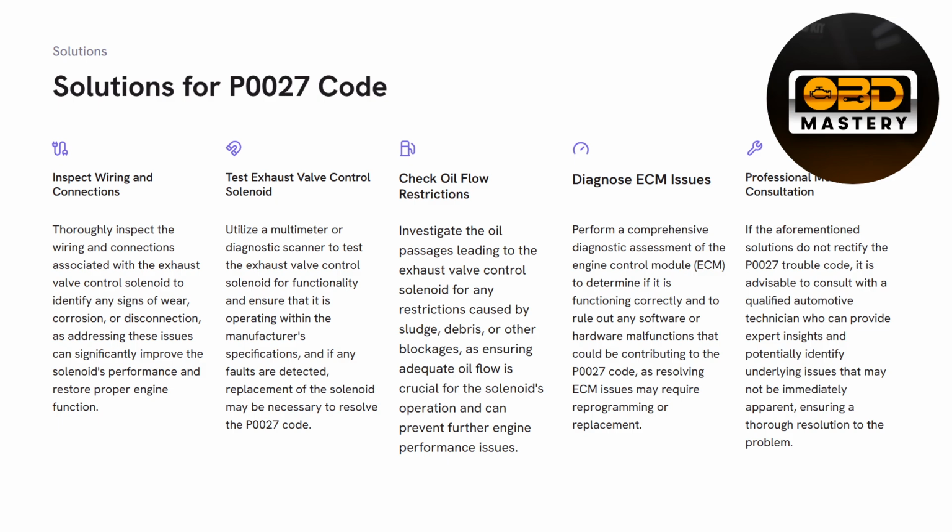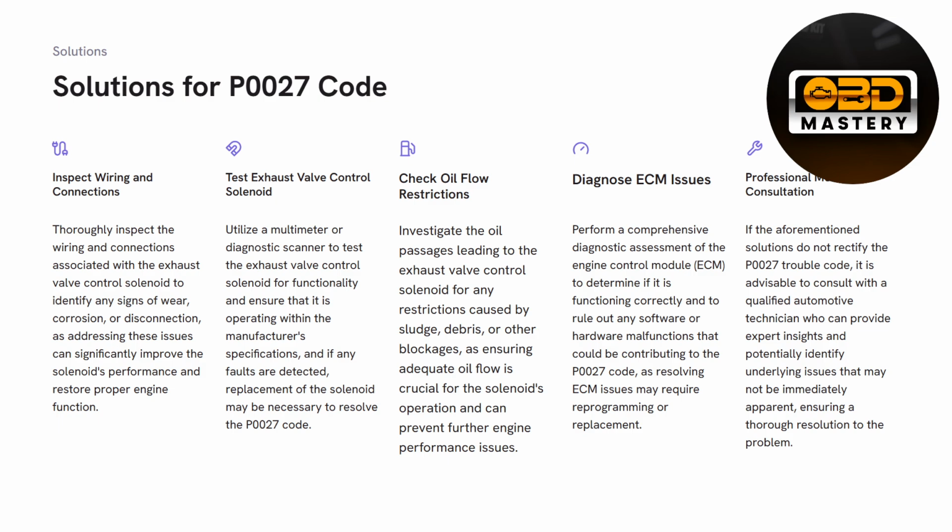Now, the solution for the P0027 code starts with inspecting the wiring and connections. You could also test the exhaust valve control solenoid. Utilize a multimeter or diagnostic scanner to test the exhaust valve control solenoid for functionality. Ensure that it is operating within the manufacturer's specification. Check oil flow restrictions. Investigate the oil passages leading to the exhaust valve control solenoid for any restrictions caused by sludge, debris, or blockages, as ensuring adequate oil flow is crucial for the solenoid's operation and can prevent further engine performance issues.